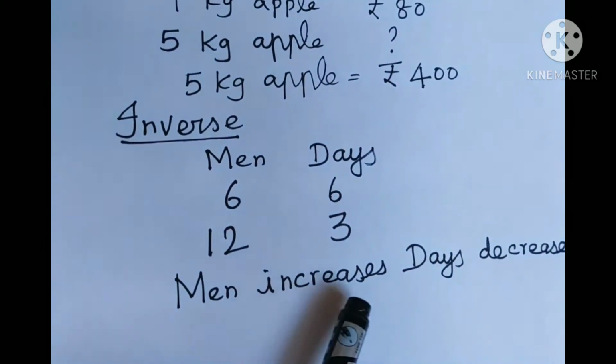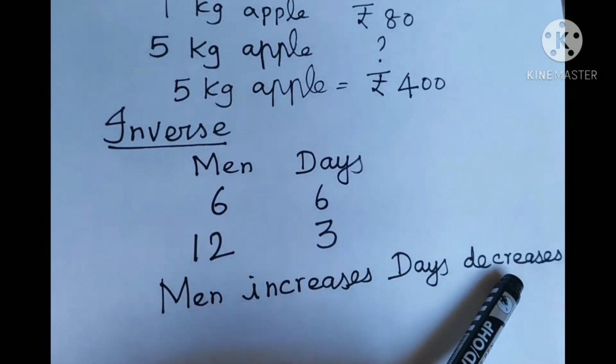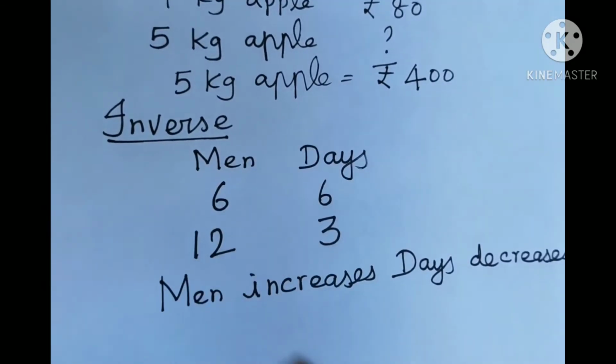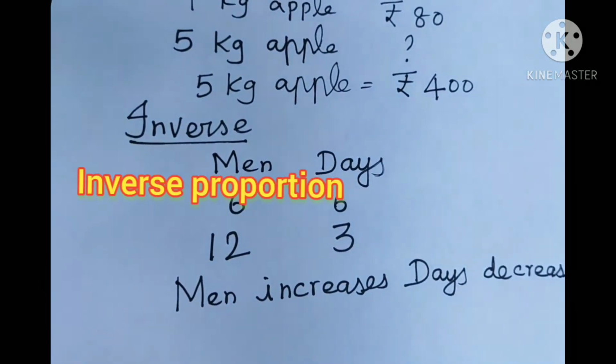Here men increase and days decrease. One increases, the other decreases. This is said to be an inverse proportion.